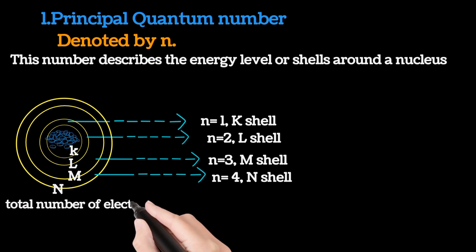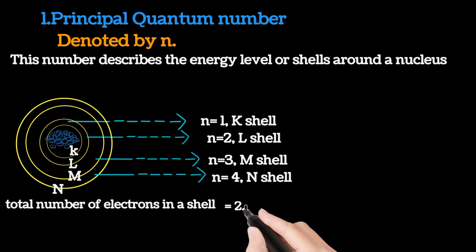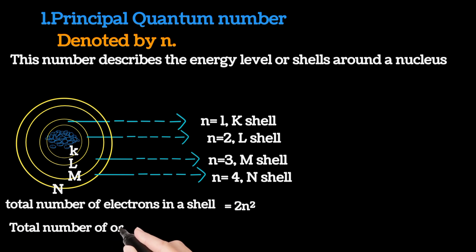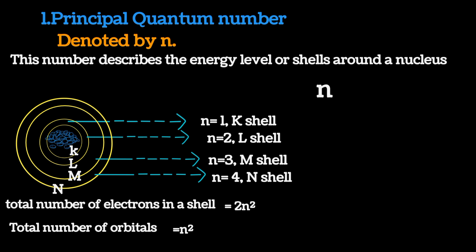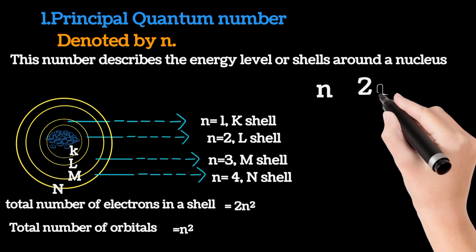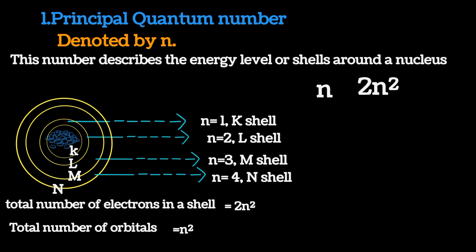N shell. Now the total number of electrons in any given shell is given by the formula 2n squared, while the total number of orbitals in each of the shells is given by the formula n squared. So given an energy level n, the total number of electrons it can accommodate is 2n squared, and the total number of orbitals is n squared.